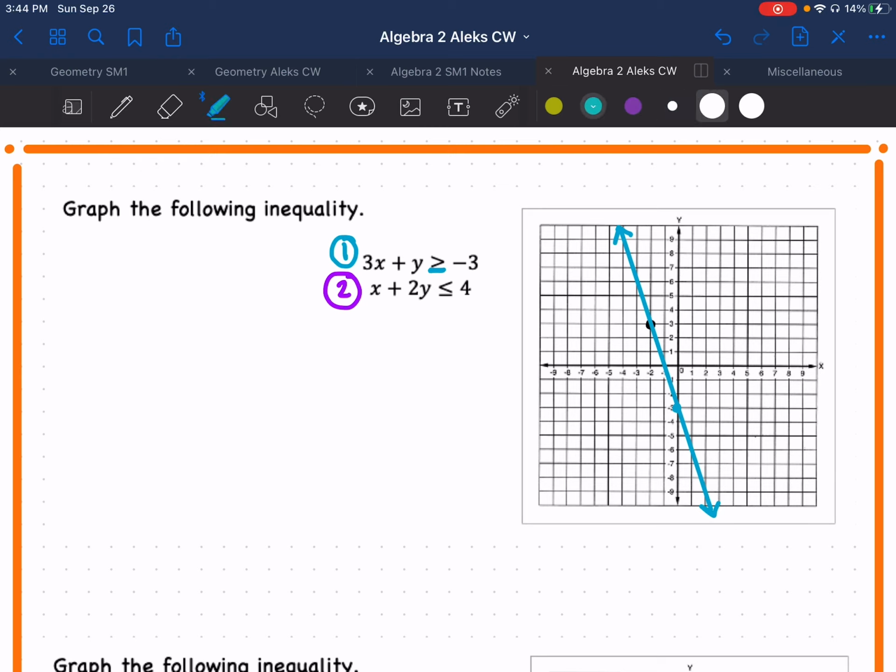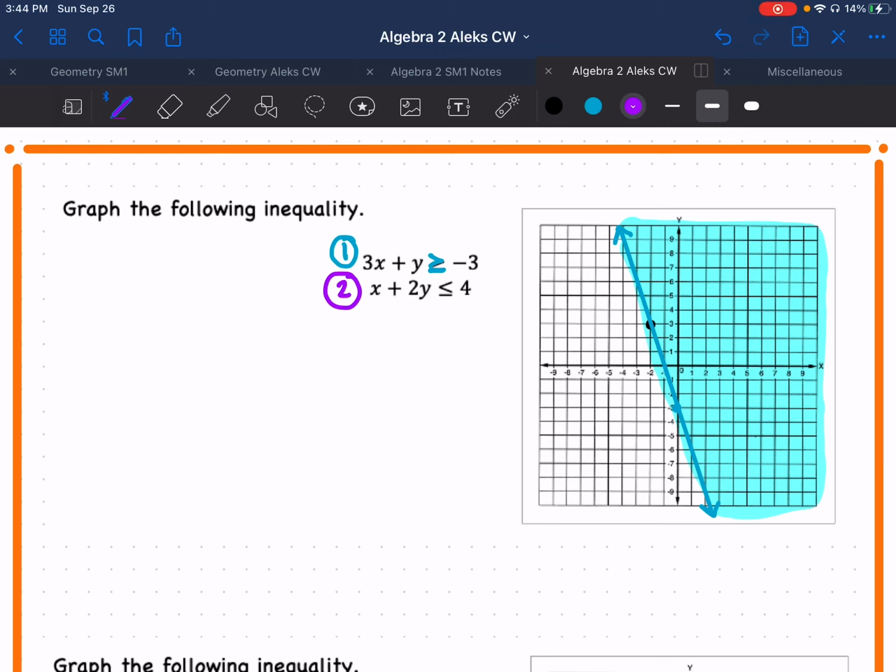My calculator has shaded this side, so I'm going to shade that in with my color. And once again, it's done that because it is greater than. But my calculator has done all that for you. I really hope you came to class today so that I could show you how to put that into the calculator.